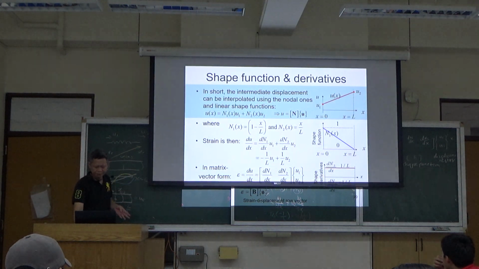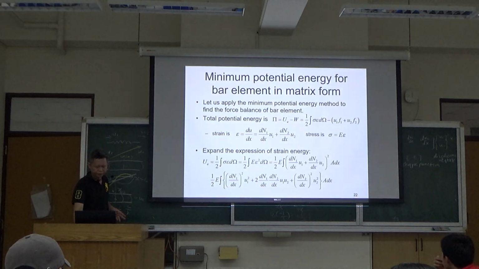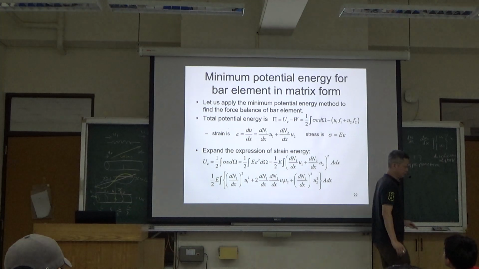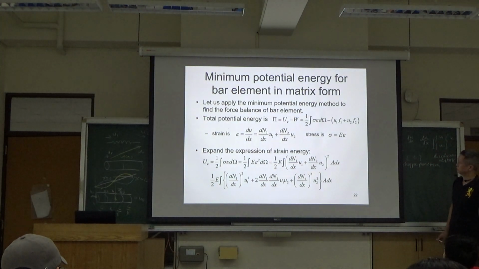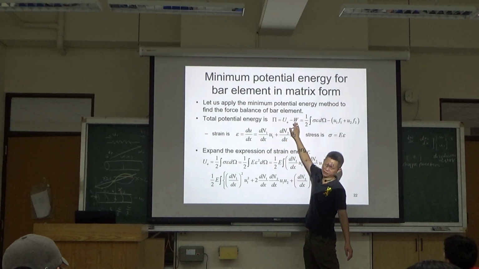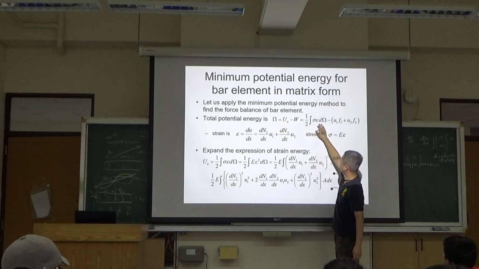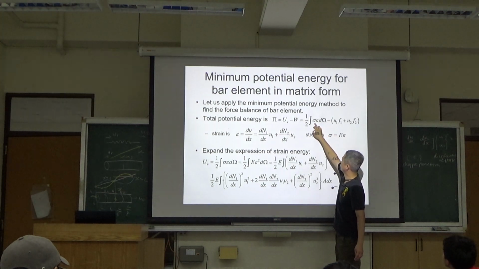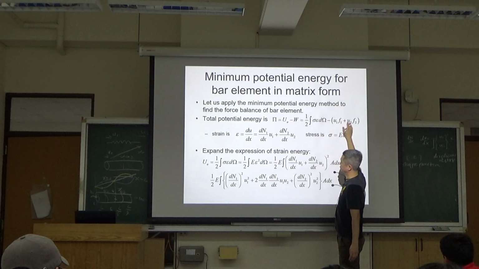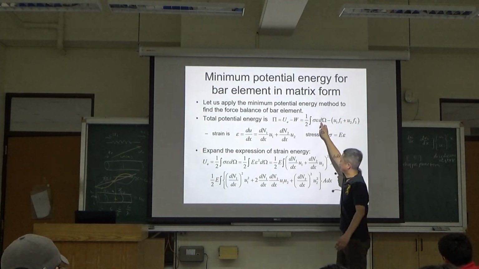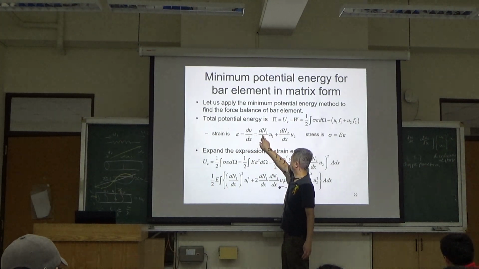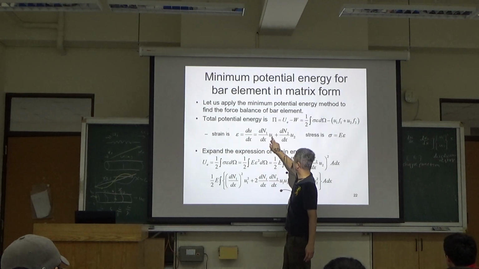After having this step, we can bring these to the total potential energy expressions. Remember, our total potential energy is the strain energy minus the positive work done. And in the strain energy expressions, you have the stress times strain, and then integration over the space, minus the positive work done. In this case, we can derive the strain as the sum of gradient of shape function times displacement.